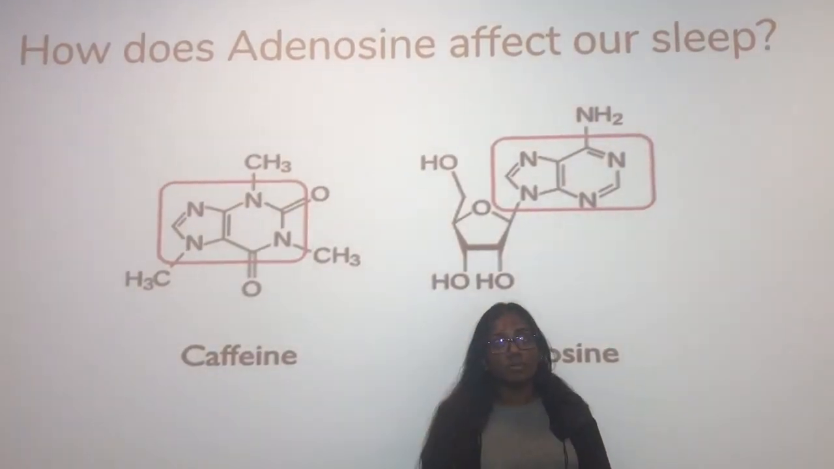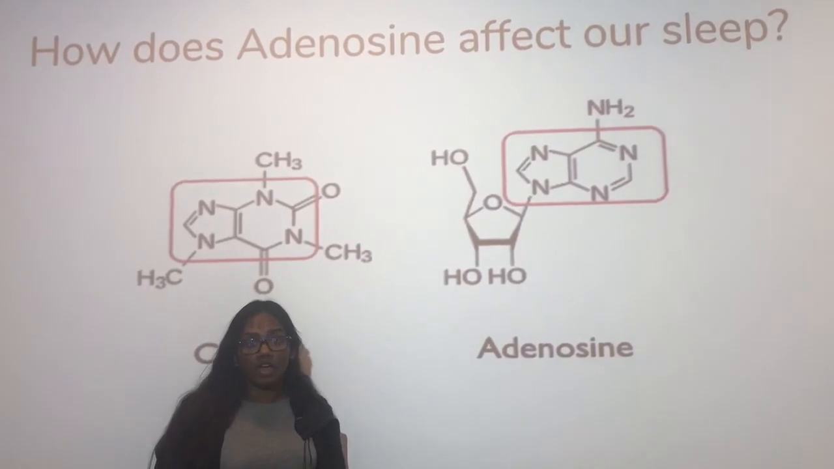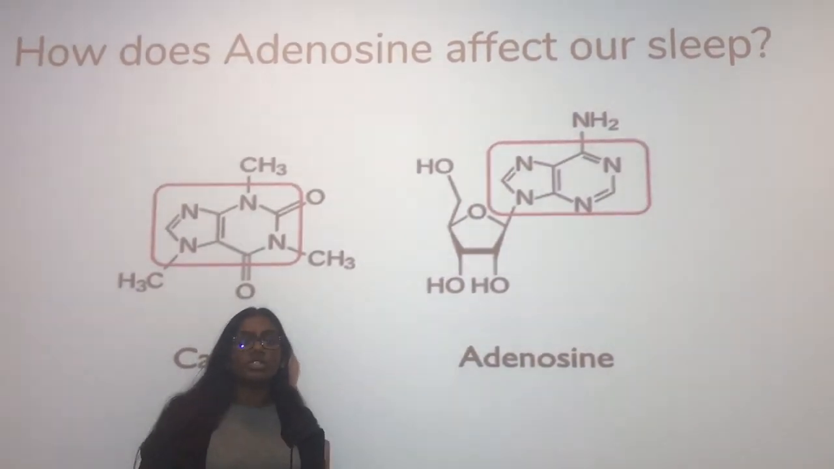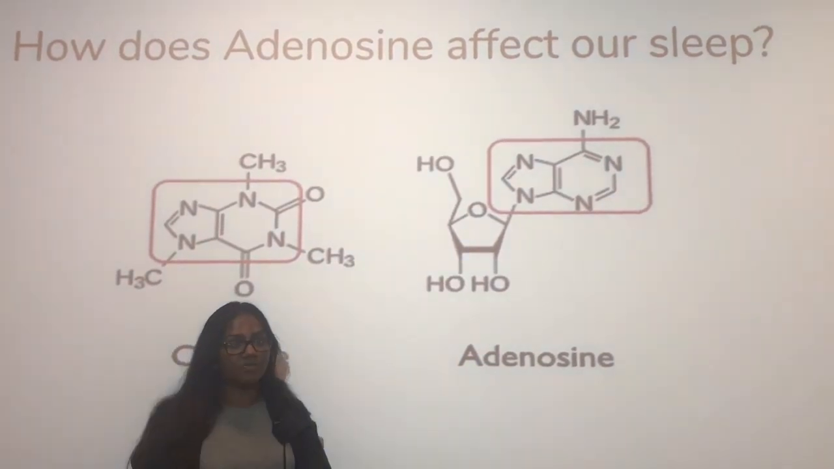Another hormone that affects our body is adenosine. It is a byproduct of energy consumption by the body. As it accumulates throughout the day, we start feeling tired and sleepy, which alongside with melatonin makes you fall asleep.